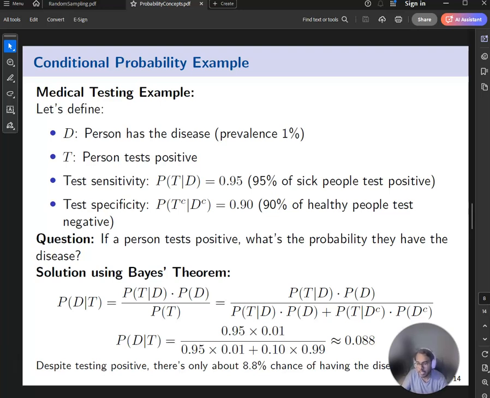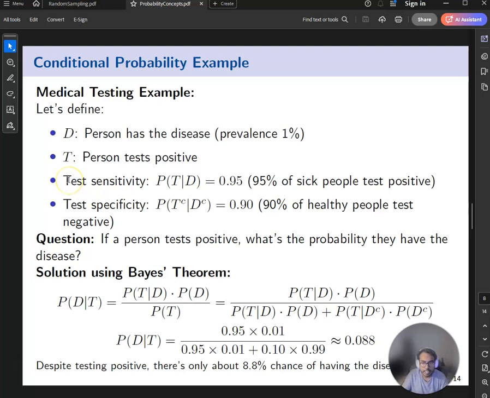So now the question is, if somebody tests positive, what is the probability that the person actually has the disease? Because we use these tests to get information about whether the person has a condition or not. And that's where conditional probability comes in handy. Let's define our events clearly. D stands for the person has the disease, with a prevalence of 1%. T stands for the event that the person tests positive.